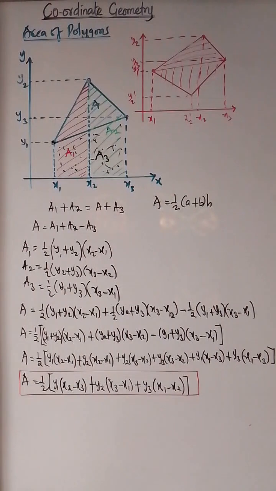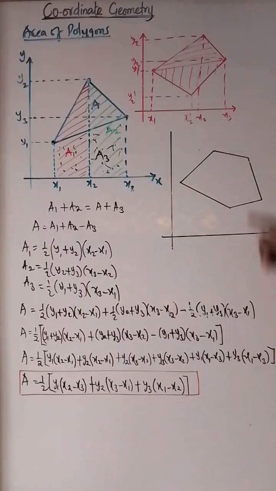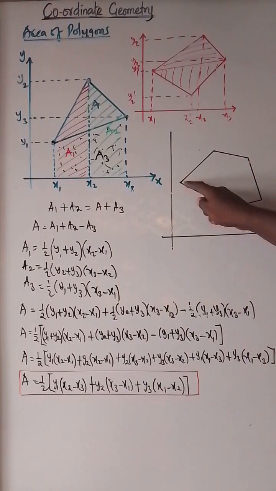What if you have a pentagon and we know the coordinates of the vertices? A quadrilateral has 2 triangles. A pentagon can be made to have what? 3 triangles. So what can we do? We can join this point to this point, then join this point to this point, or join this point here, this same point join it here. We are going to have 3 triangles.